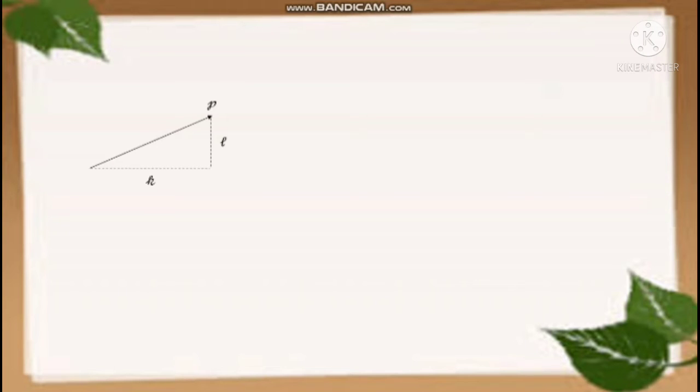Let's see this picture. I have vector p. Vector p is equal to (K, L). K is the x direction and L is the y direction. Vectors are added by performing one translation after another. Let's see in this example. I have vector p and vector q. p and q are two vectors.